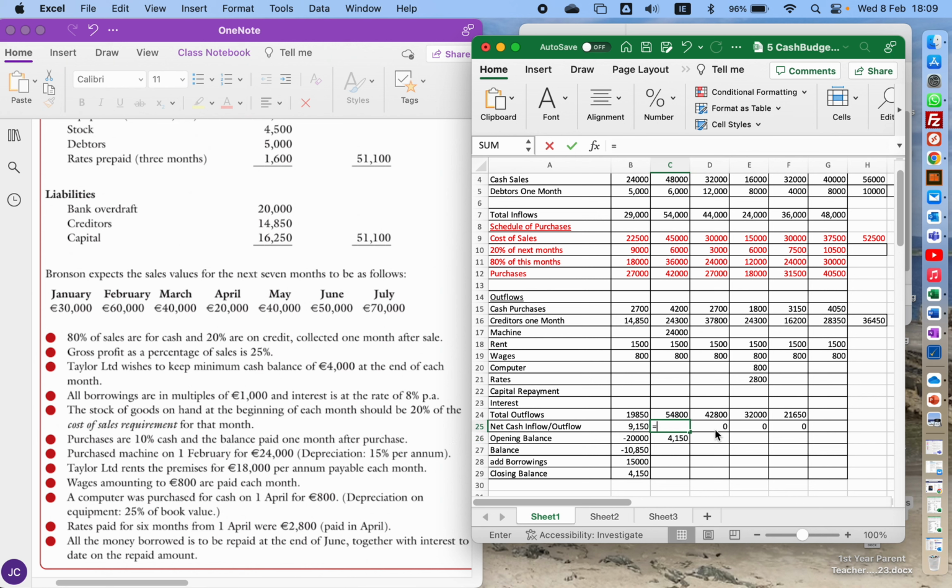Net cash inflow is going to be my total inflows minus my total outflows. So I add these two numbers together. So 3,350. I need to have a minimum of 4 grand. So therefore, I'm going to have to borrow 1 grand. So add those two together. 4,350, and that 4,350 becomes my opening balance for the next month.